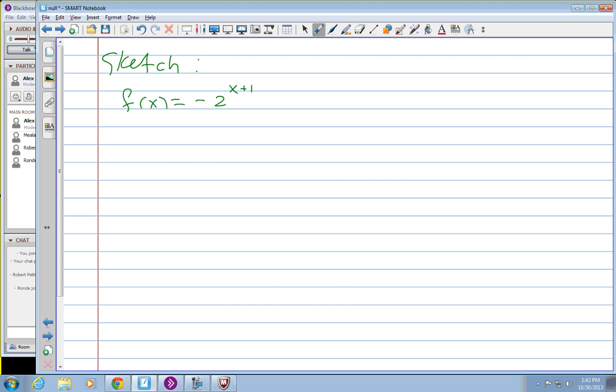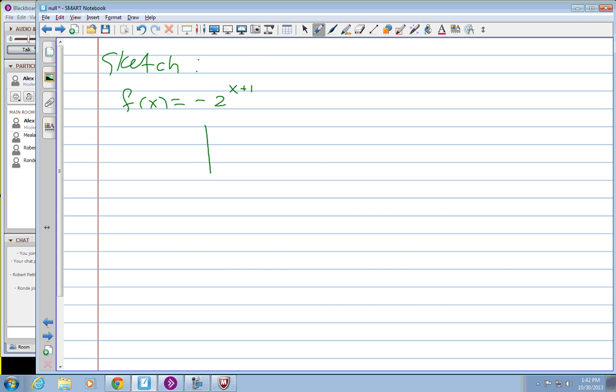Negative 2 to the power x plus 1. Shifts left 1 unit, and what is the negative in front going to do? So everything is negative now. So it flips it over the x-axis, right? So you're making all positive numbers become negative numbers.